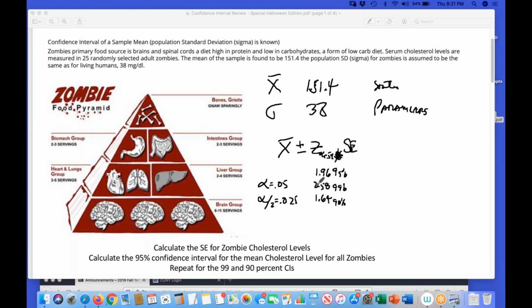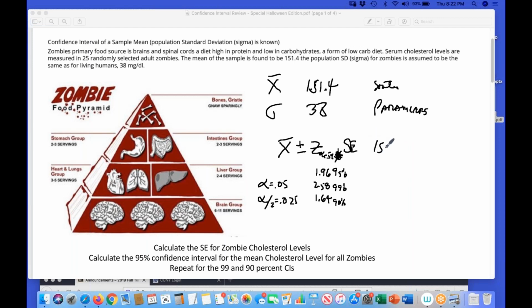Notice that making that z 2.58 means that this number, when we multiply times the standard error, is going to be bigger than for a 95% confidence interval. So when we subtract and add a bigger number from x bar, it makes it a wider confidence interval, which makes sense. It has to be wider for us to be more confident, to be 99% confident instead of 95% confident. Okay, so let's analyze and see what we got.